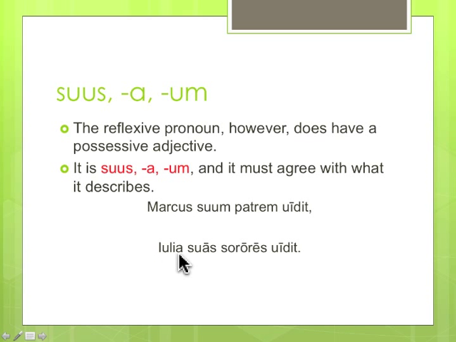Similarly, if we want to say Julia saw her sisters, and we mean the sisters are the sisters of Julia, not of someone else, we have to say Julia suas sorores videt. Julia saw her sisters. And the word for her, suas, is reflexive because it's referring back to Julia, and it has to agree in gender, number, and case with sorores because it's an adjective describing sorores, and therefore it must be feminine plural, like sorores is feminine plural.